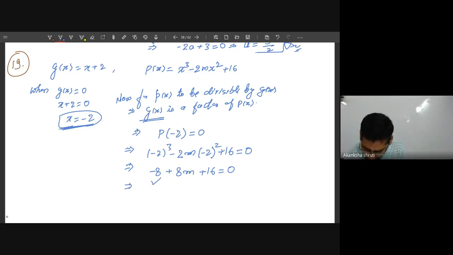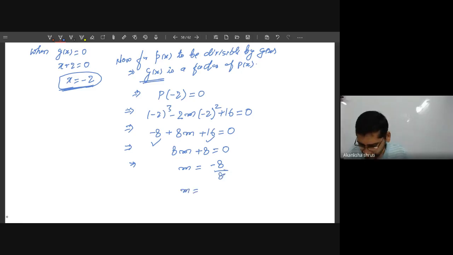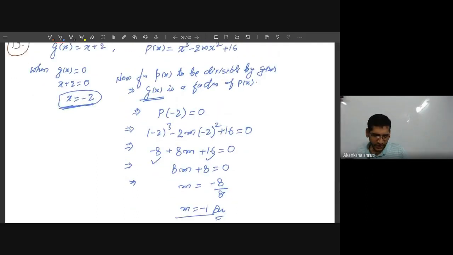Now these are the constants that you can operate. So 8m plus 8 equals 0. So 8m equals minus 8, and m is equal to minus 1. Yes, m becomes minus 1. This is the answer. Okay, students, so this way you have to solve. These are very simple questions.